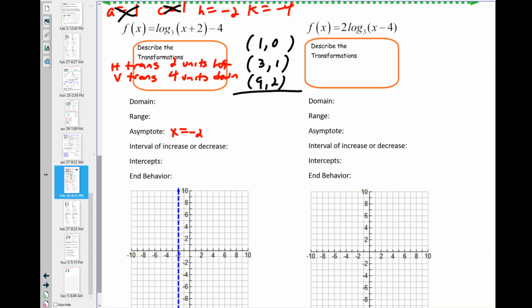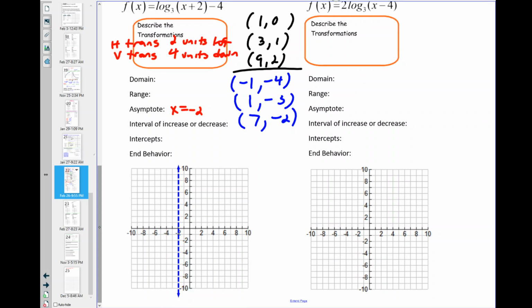So we can do a mental math race. That'll be -1, -4, 1, -3, 7, -2. Anybody disagree with that? Musi already has it on his paper. -1, -4 is down here. 1, -3 is here. 7, -2 is there. Connect the dots, and then just respect the vertical asymptote.